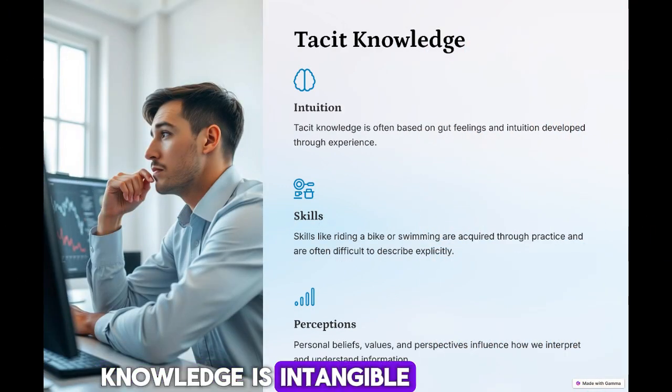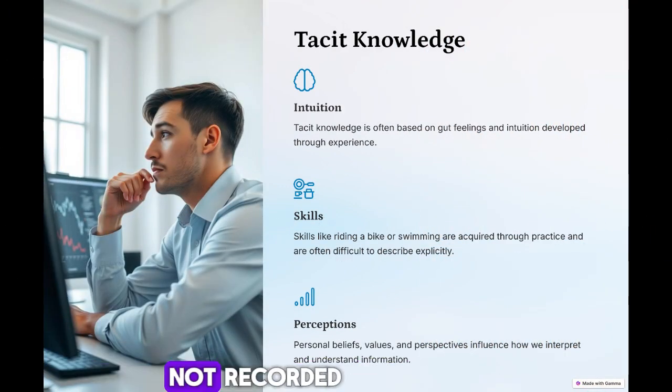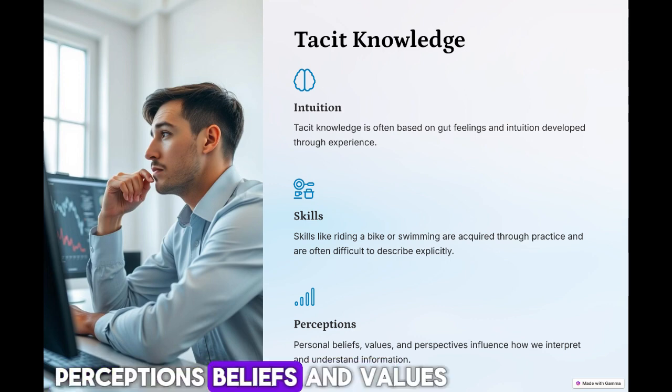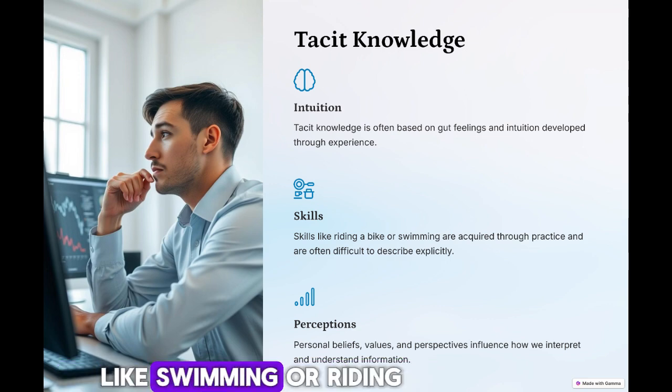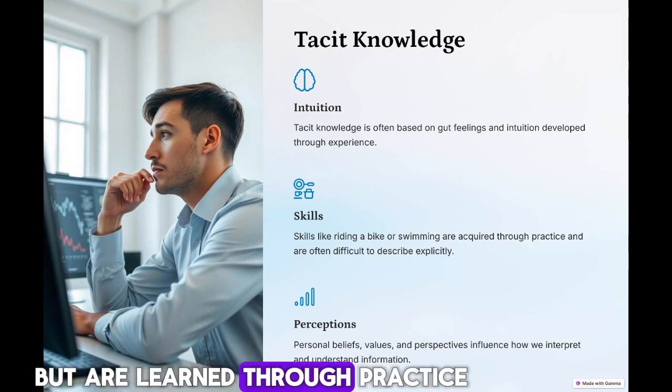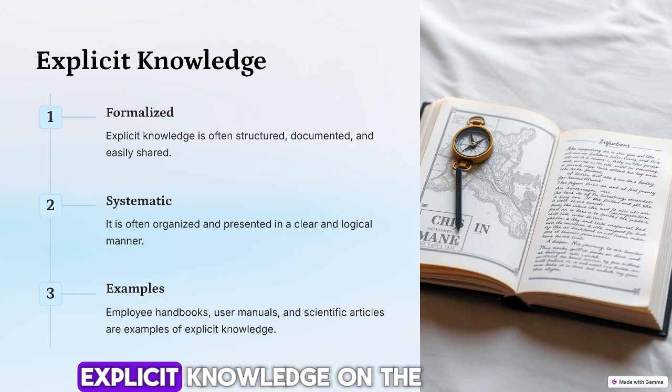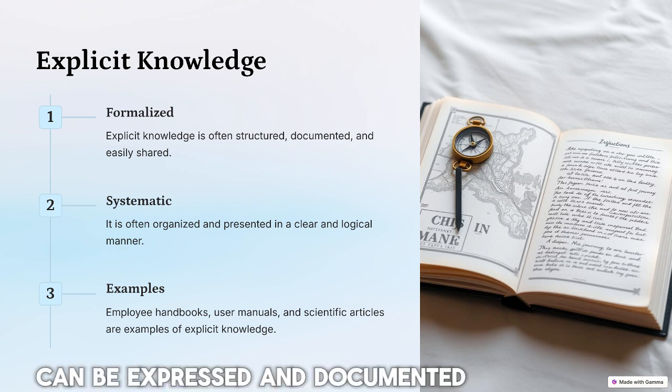Tacit knowledge is intangible, meaning it's intuitive and not recorded. It exists in the human mind and is built from personal experiences, perceptions, beliefs, and values. Examples of tacit knowledge include skills like swimming or riding a bike, things that can't be easily written down but are learned through practice. Explicit knowledge, on the other hand, can be expressed and documented.